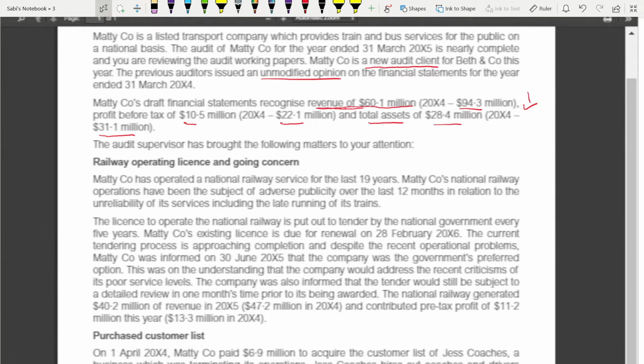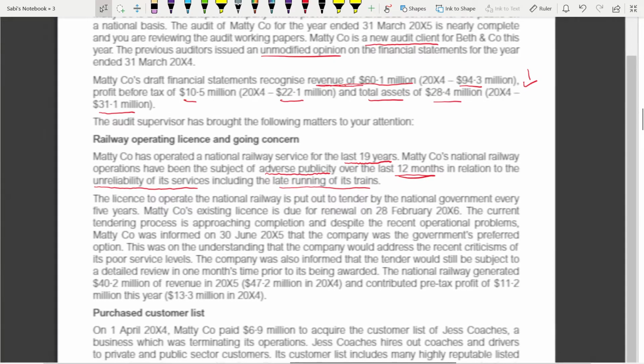MATI company has operated a national railway service for the last 19 years. This shows that they have tons of experience in the sector. MATI company's national railway operations has been the subject of adverse publicity over the last 12 months. This is an issue in relation to the unreliability of its services. Why this adverse publicity? Because they are saying that services are unreliable, including the late running of its trains. That means trains are running late. They're not going on time.